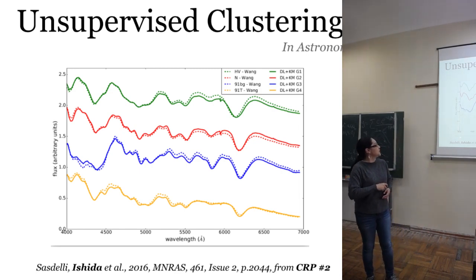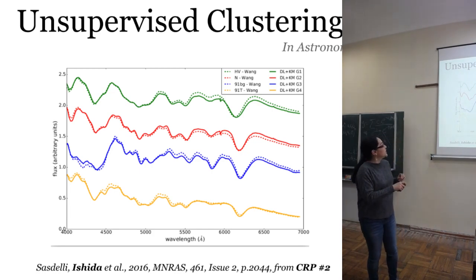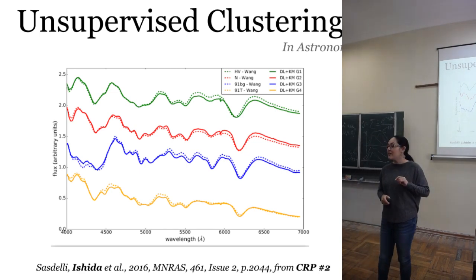So this is how you can see: the full lines are the mean spectra of the groups that I found using k-means, right? And the dotted lines are the mean spectra of the groups found in the literature. The first one is always type Ia. So this is high velocity features. These are normal Ia's. These are 91bg-like, and the last one is 91T-like.